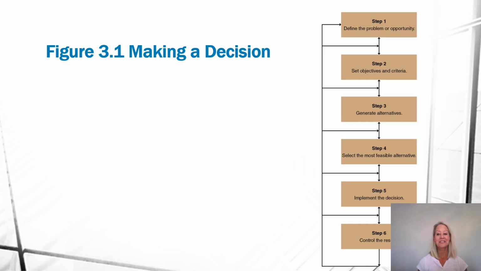So step 1 is define the problem or opportunity. Step 2, set your objectives and criteria. Step 3, generate alternatives. And step 4, select the most feasible alternative. Step 5, implement the decision. And step 6, control the results.